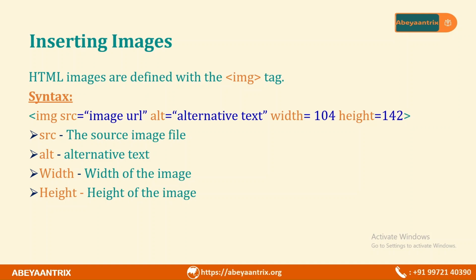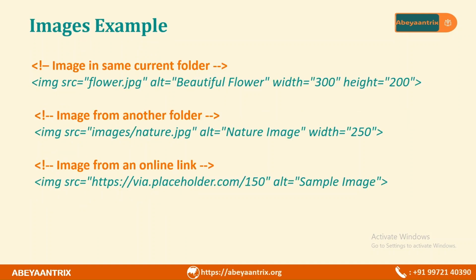Before going to examples, I will share some of the different ways we are using images. Okay, so now you can insert images from different locations. Let me show you the first one: an image in the same folder. If the image is in the same folder as the HTML file you are executing, then for the source you directly give the image name. Alt is beautiful flower, and width and height are the common attributes.